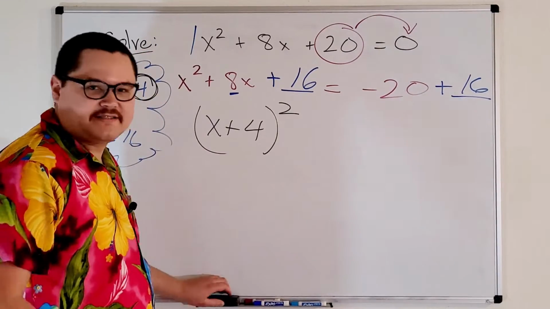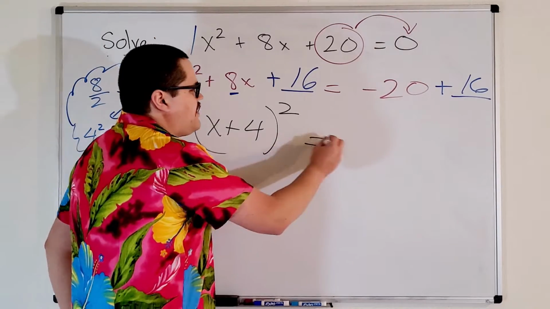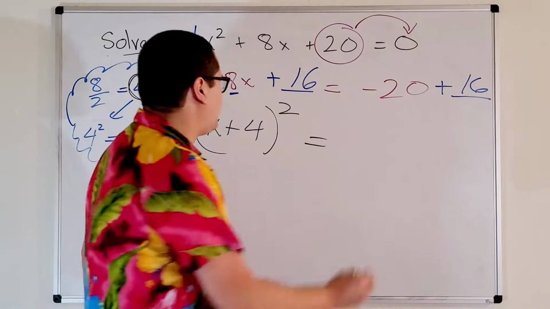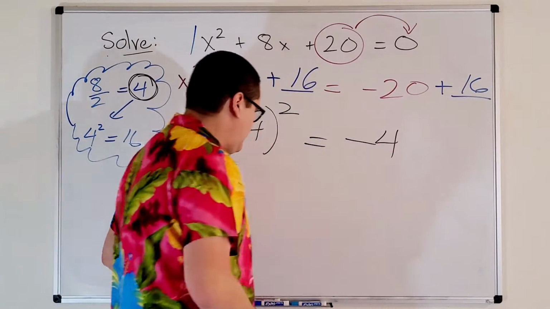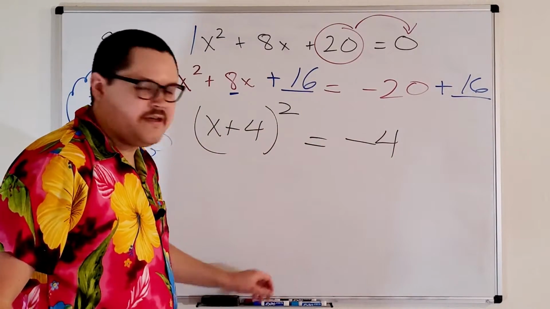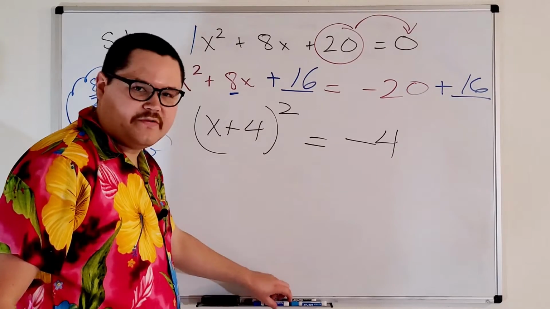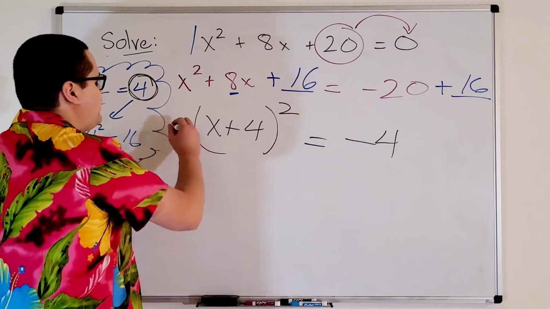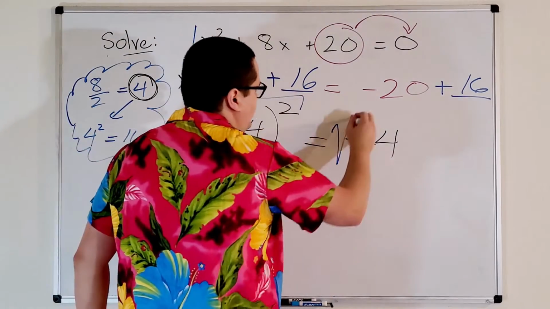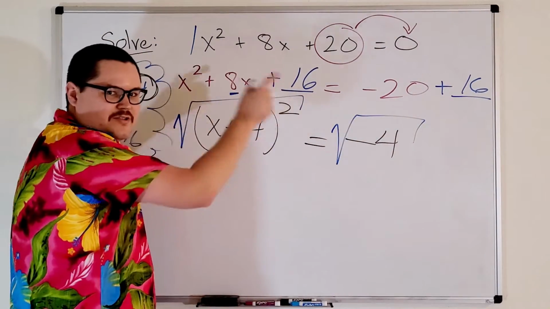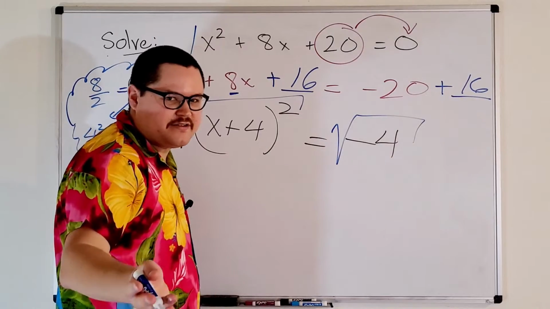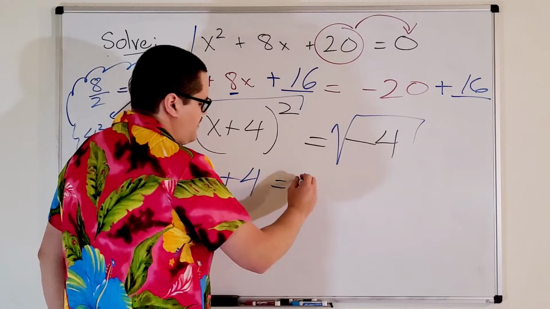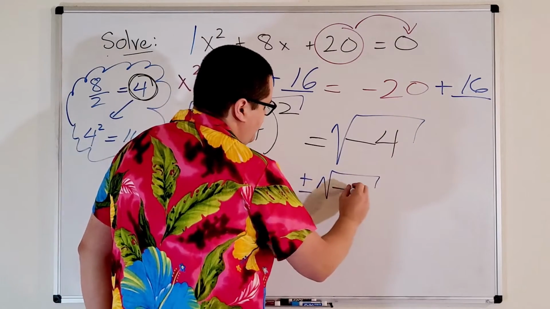Anyway, that's the left side. On the right side, negative 20 plus 16 is negative 4. Next step, square root both sides. Don't forget to put a plus or minus on the right. So on the left, the square root and the square just cancel each other out. x plus 4 is plus or minus square root of negative 4.